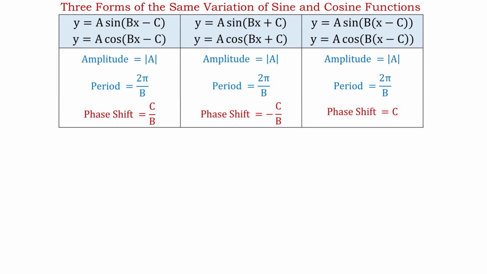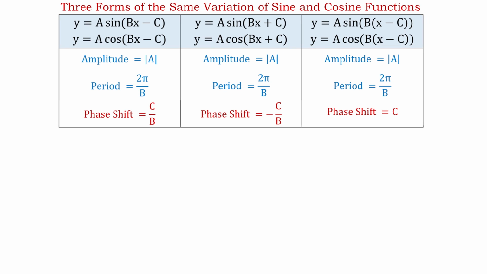In this video, I wanted to point out three different forms of the variations of sine and cosine functions. In all these three forms, the graph is stretched or shrunk vertically and horizontally, and it is shifted to the left or to the right. Depending on the textbook, the variations of sine and cosine functions are given by the forms we see either in column 1, column 2, or column 3.